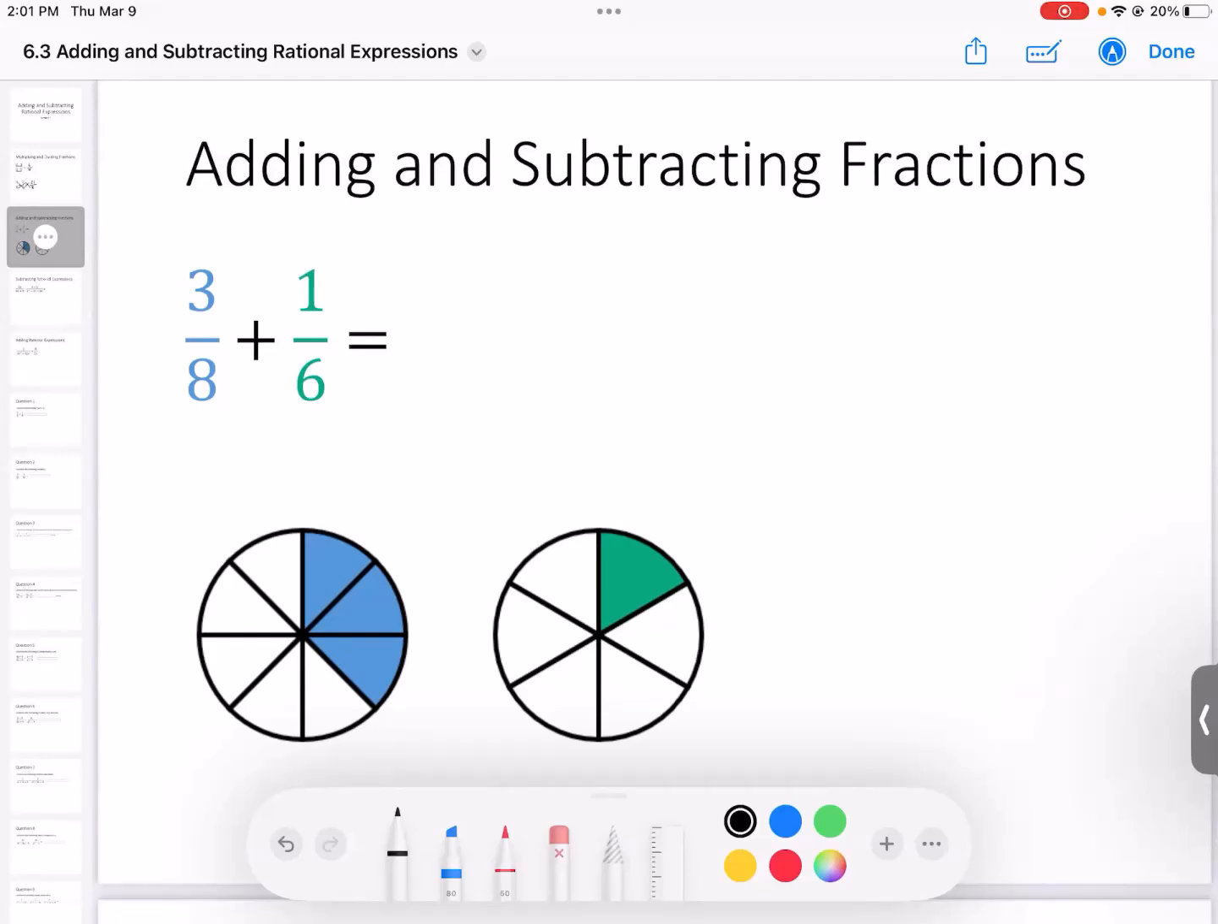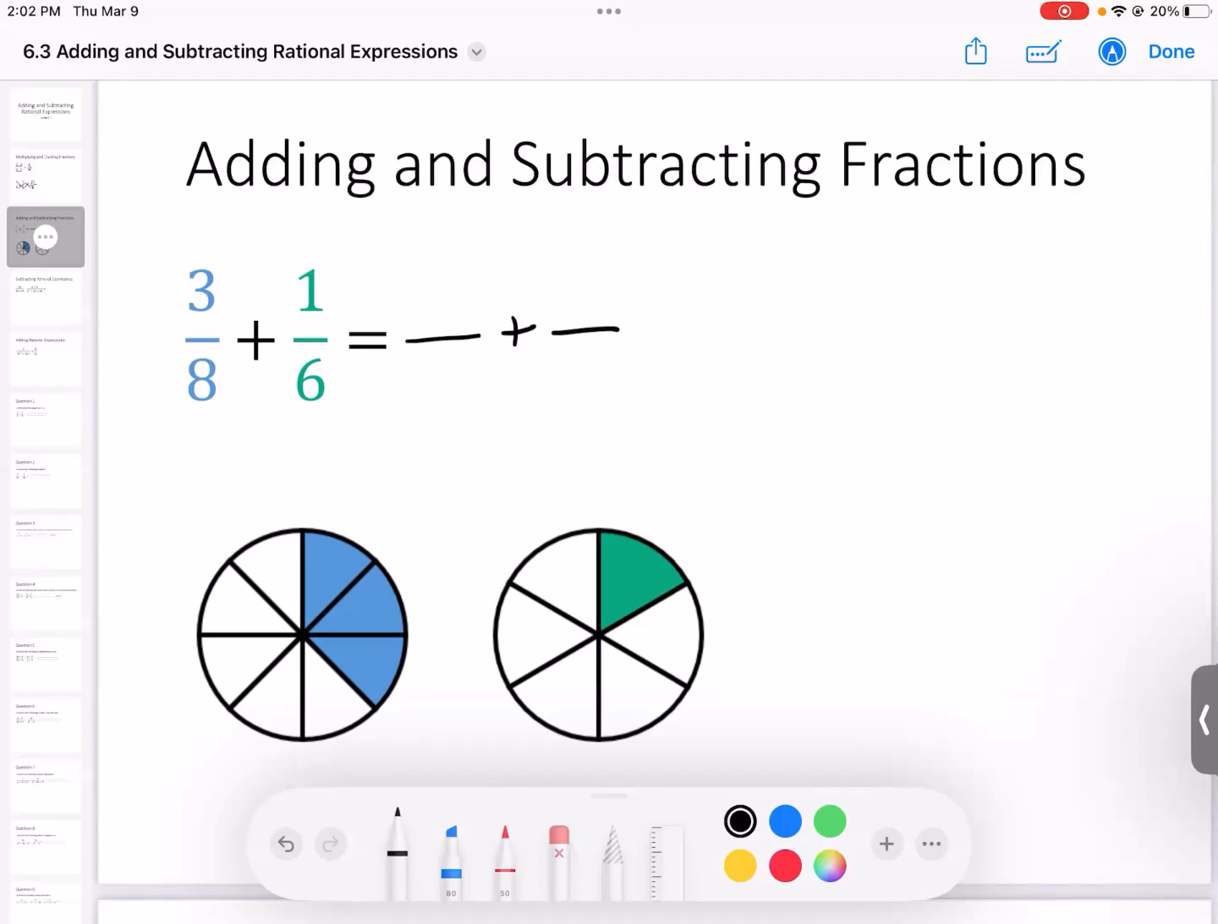same size. Because you could look at it and say, oh, well, I have 3 pieces plus 1 piece. Well, that's 4 pieces, but these pieces are 8ths and these are 6ths. And so you can't combine them together unless they're the same size. And so the way that we get them to be the same size is we find what's called the common denominator. So in this example, what would the common denominator be?